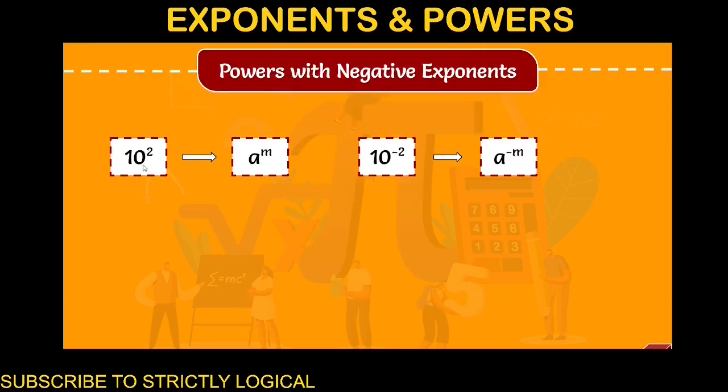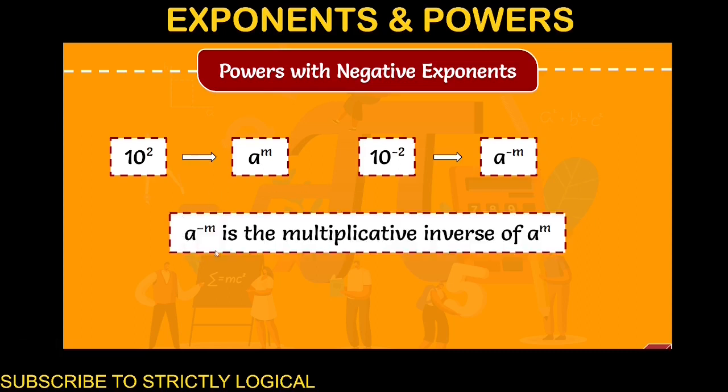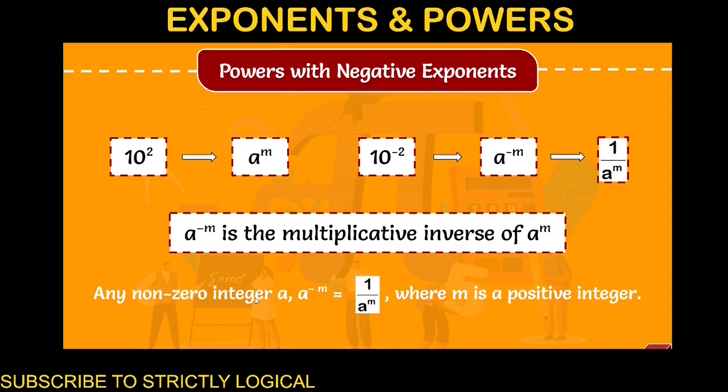In case of positive exponent, we write the generalized form as a to the power m, while in case of negative exponent, we write the generalized form as a to the power minus m, where a is the base and minus m is the negative exponent. We can say that a to the power minus m is the multiplicative inverse of a to the power m. The term multiplicative inverse I have explained in the same video in which I have explained the properties of the numbers. The link to that video is given in the description box. We can also write it as a to the power minus m equals 1 upon a to the power m, where m is a positive integer.